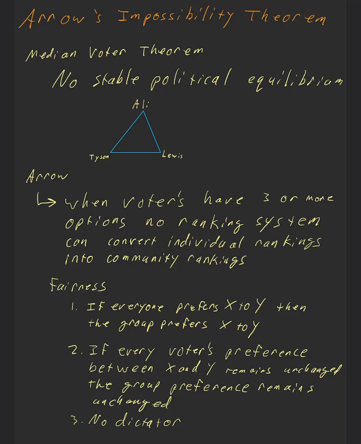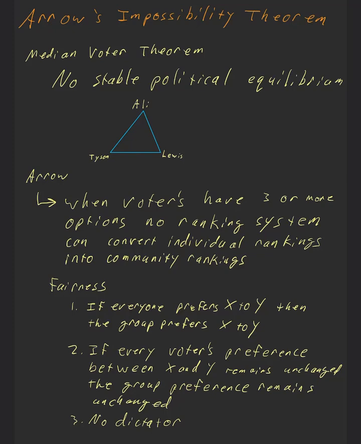This leads us to what's known as Arrow's impossibility theorem. Economist Kenneth Arrow made a very important contribution to political economy, and he says when voters have 3 or more options, no ranking system can convert the individual's rankings into community rankings. It's important that we're talking about ranking here, because this is just an ordinal ranking, saying I prefer X to Y, Y to Z, and so on, and not saying something about the intensity of your preference.